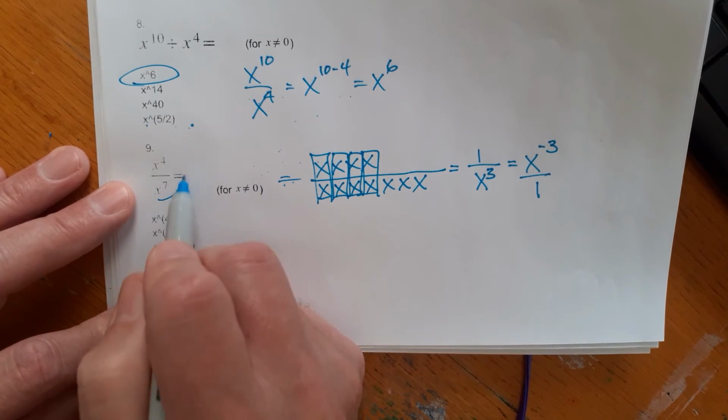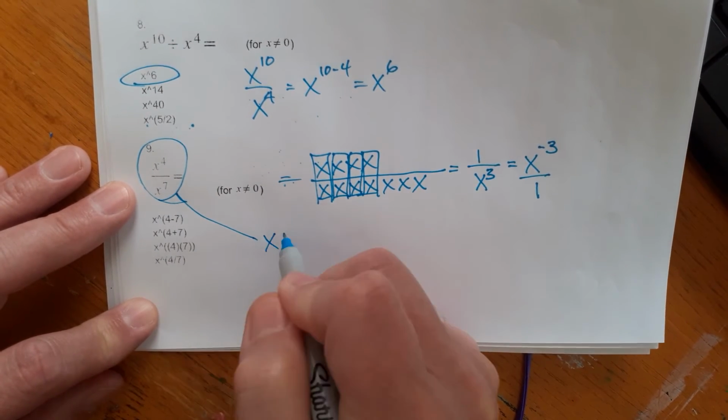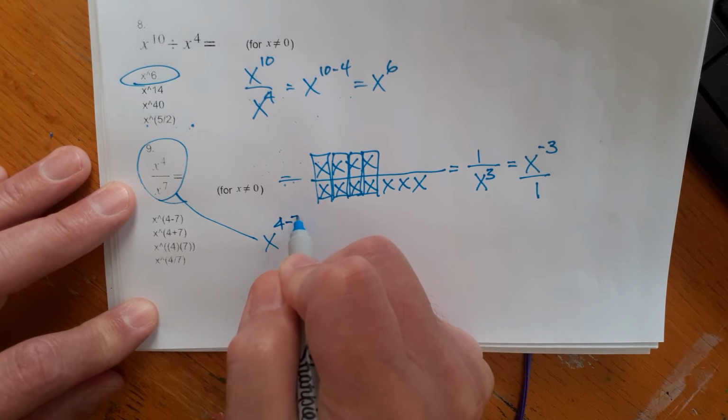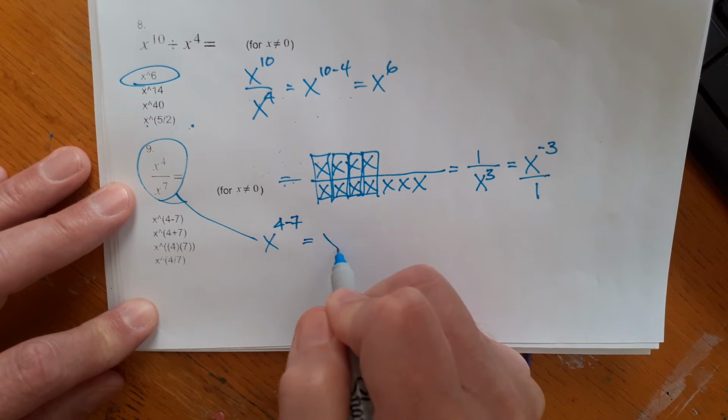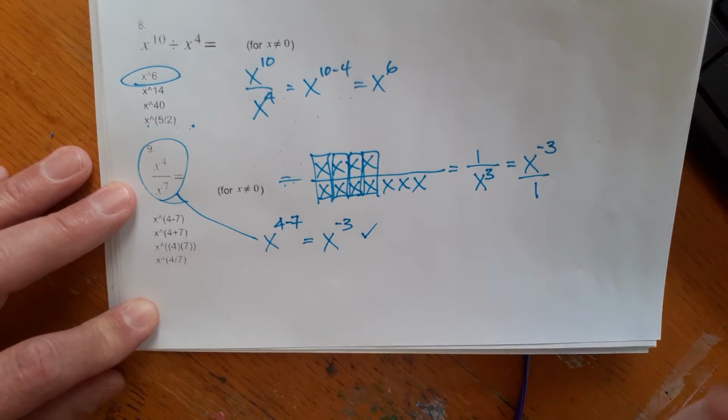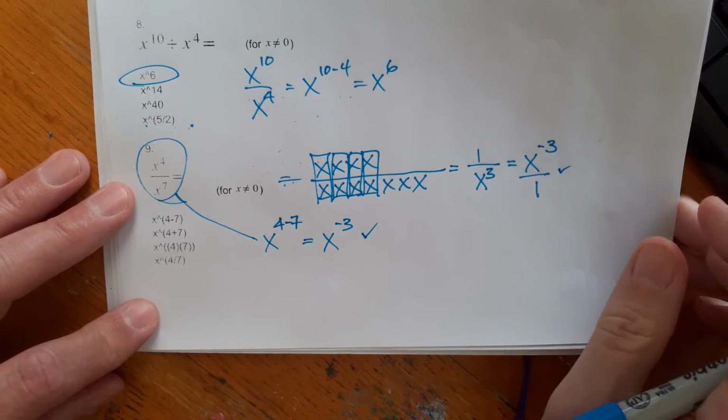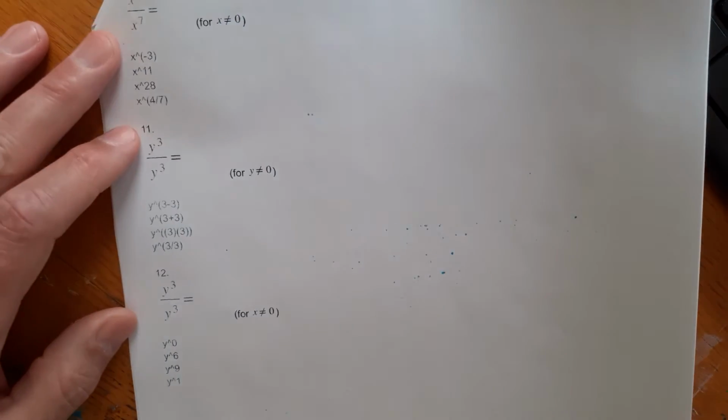And if you look at the original idea that we could subtract these, if we literally took x to the 4th minus 7, wouldn't we get an x to the minus 3 here? So we could have done it the short way, or we can do it the long way. Okay, hang with me. But wait, there's more.